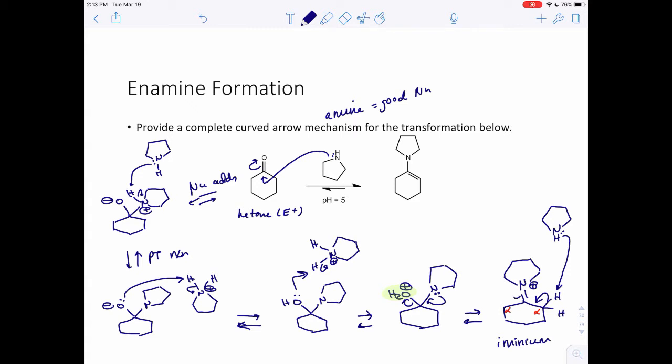Okay, so we're deprotonating. This looks a lot like making an enol under acidic conditions. And that gets us directly to our enamine product.